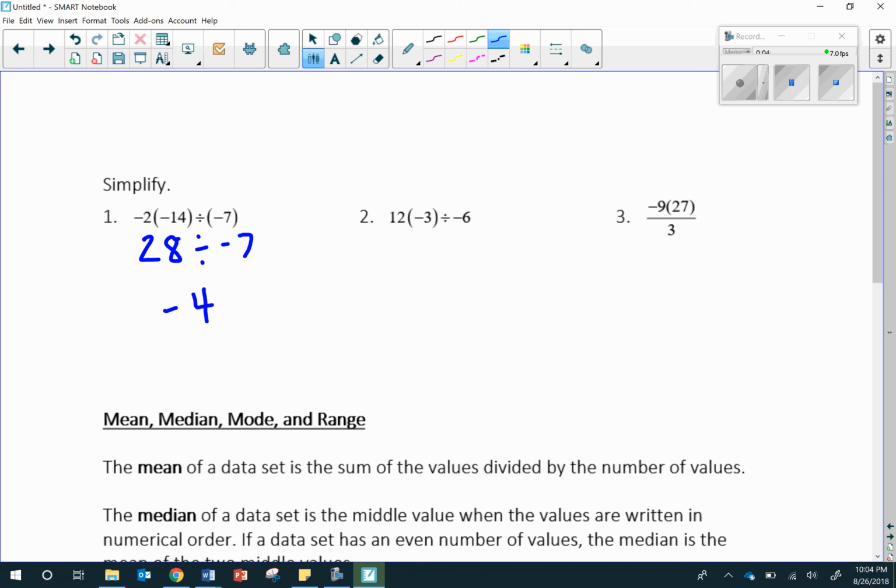12 times negative 3 is going to give us negative 36 divided by negative 6. We have two negative signs, so our answer is going to be positive. Our answer is going to be positive 6. Negative 9 times 27 is going to give us negative 243 over 3, which when we then divide these, our signs are different, so we're going to end up with negative 81.